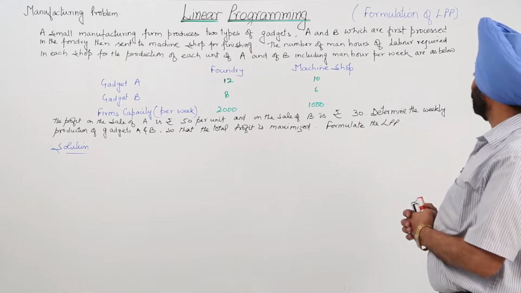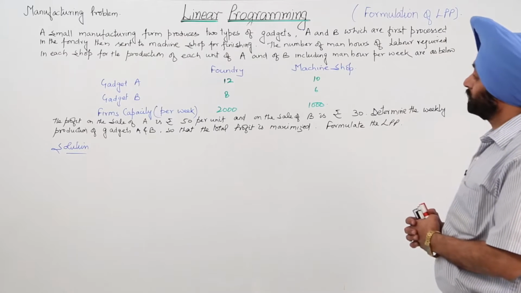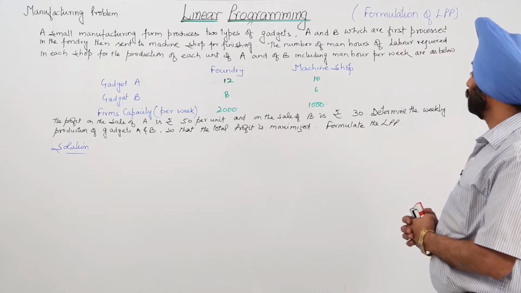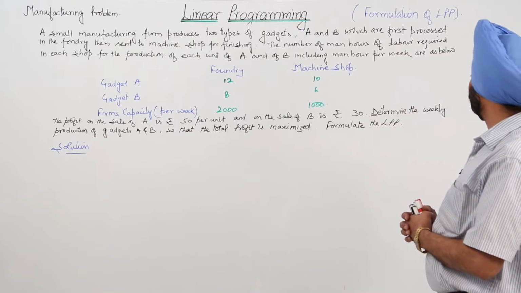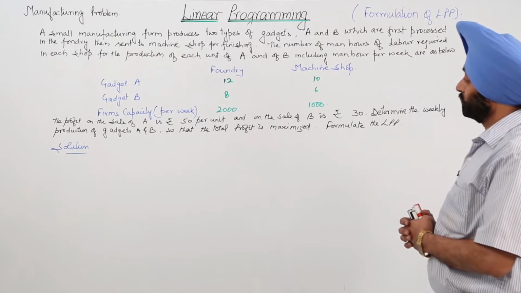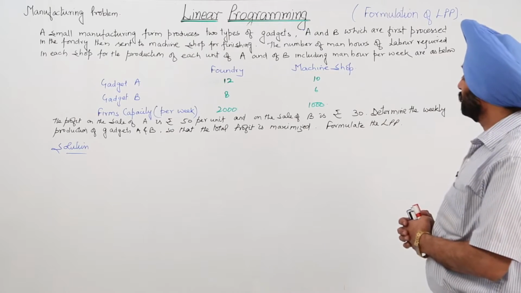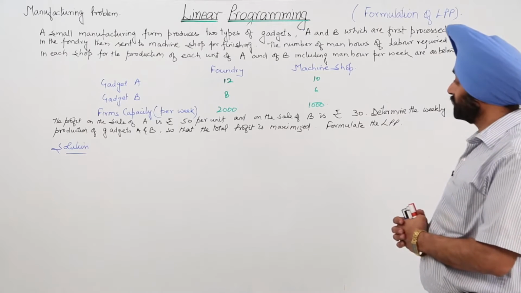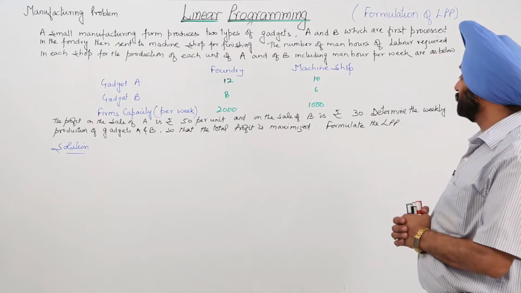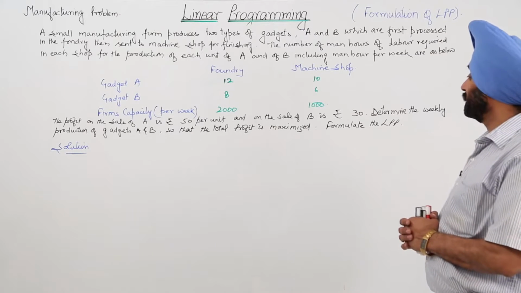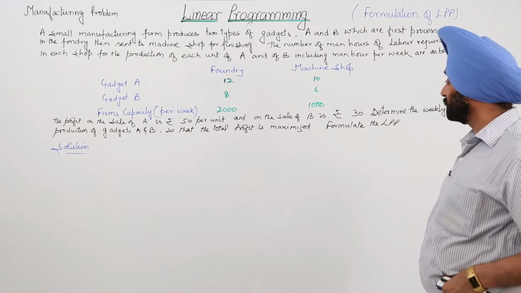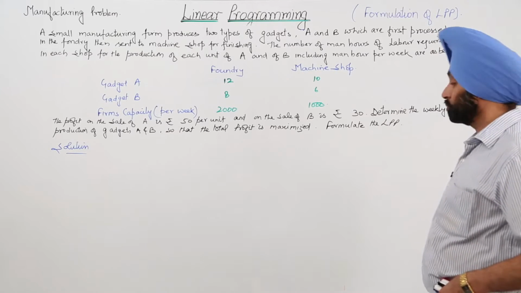The number of man hours of labor required in each shop for the production of each unit of A and of B, including man hours per week, are as below. For gadget A, foundry and machine shop 12 and 10, gadget B 8 and 6, and firm's capacity per week is 2000 and 10,000. The profit on the sale of A is rupees 50 per unit and on the sale of B is rupees 30.